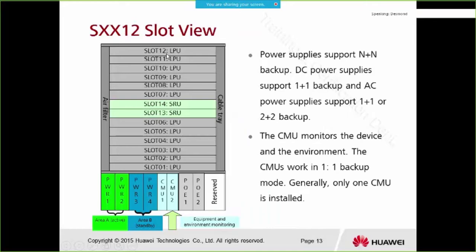On this picture, these are the slot numbers and the slot functions: the LPU slots and the SRU slots. Here is the cable tray, and here the air filters. For the power, there is 2+2 power redundancy, and here we can insert the monitor card. If we want it to support the PoE function, we need to insert the PoE power supply here.